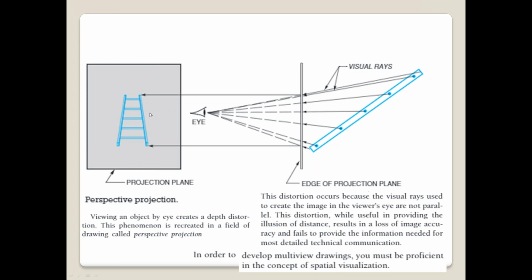This distortion occurs because the visual rays used to create the image in the viewer's eyes are not parallel. This distortion, while useful in providing the illusion of distance, results in a loss of image accuracy and fails to provide the information needed for most detailed technical communication.